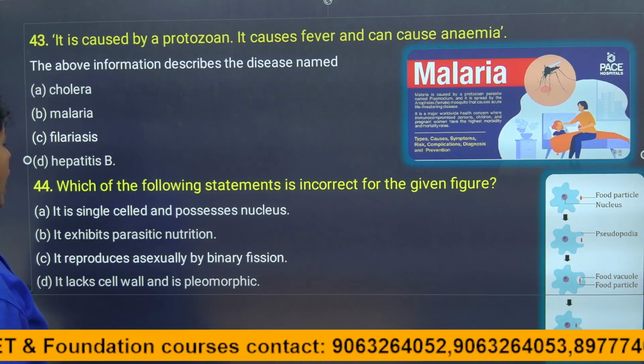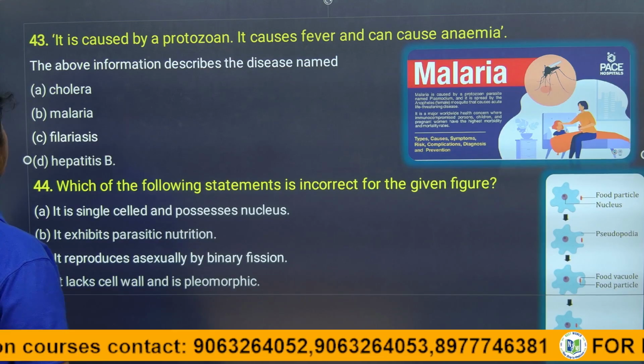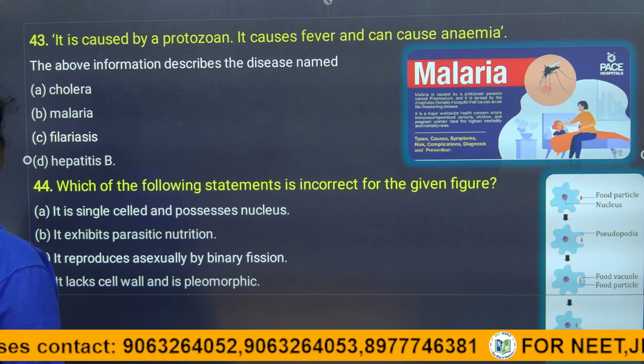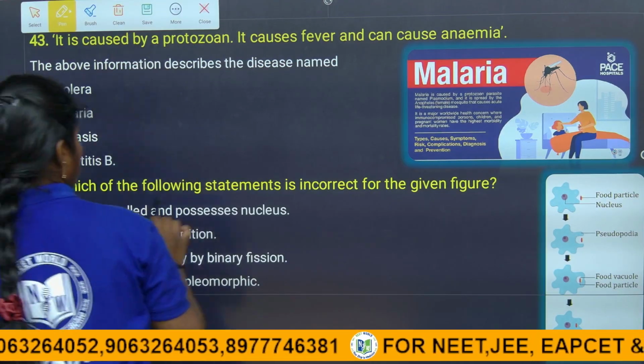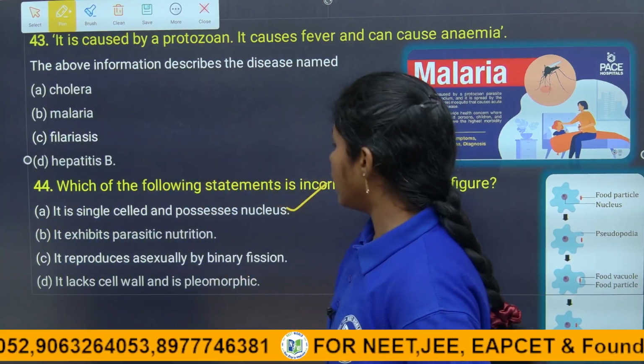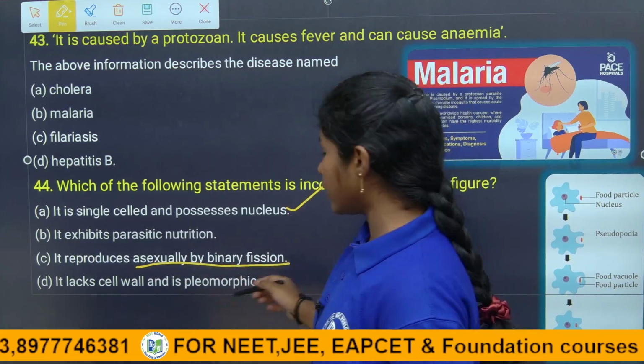It lacks cell wall and pleuromorphic. Of course, it is also the right answer, children. They are asking for the incorrect statement. So here is the answer: the first one is the right answer, and the third, it reproduces asexually by binary fission, is also the right answer.